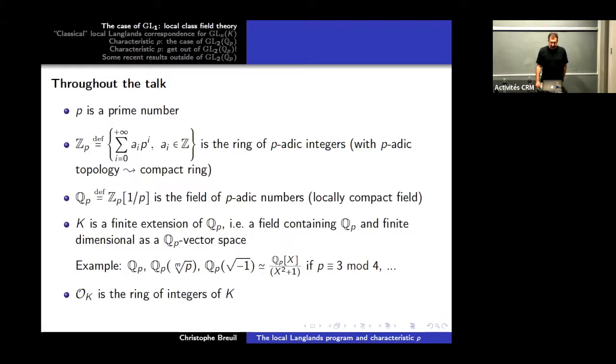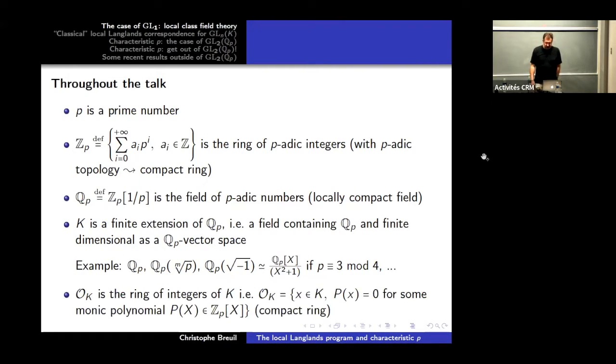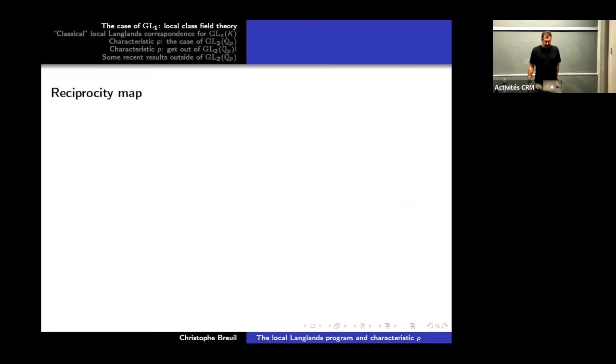Finally, I need the ring of integers of K, which is denoted OK. So OK is to K what Zp is to Qp, but the formal definition is as follows. You take all monic polynomials with coefficients in Zp[X], and you take all their roots which are in K. Monic polynomial means the leading coefficient is 1. And this is, again, a compact ring. Then I'm going to define something called the reciprocity map, but I need a second slice of notation, and that will be all, at least for the moment.